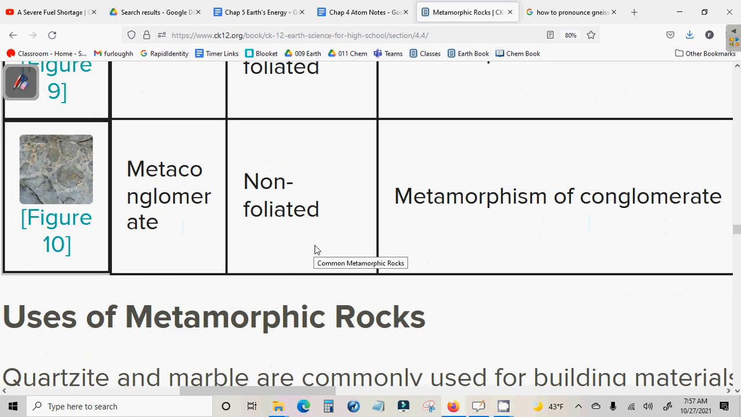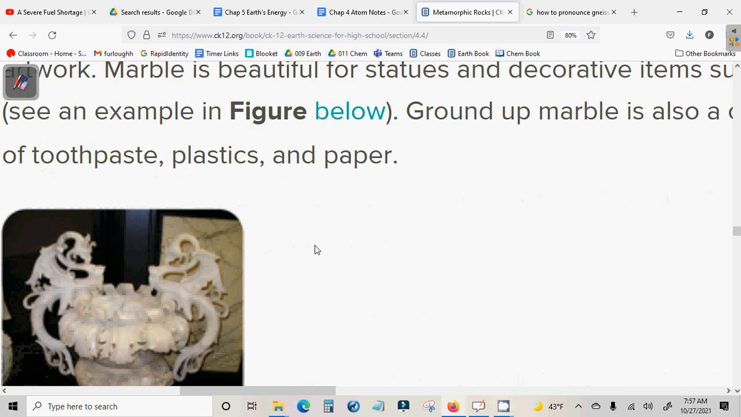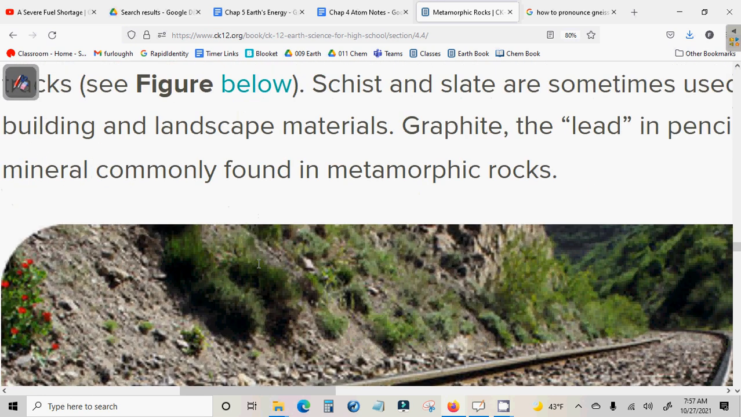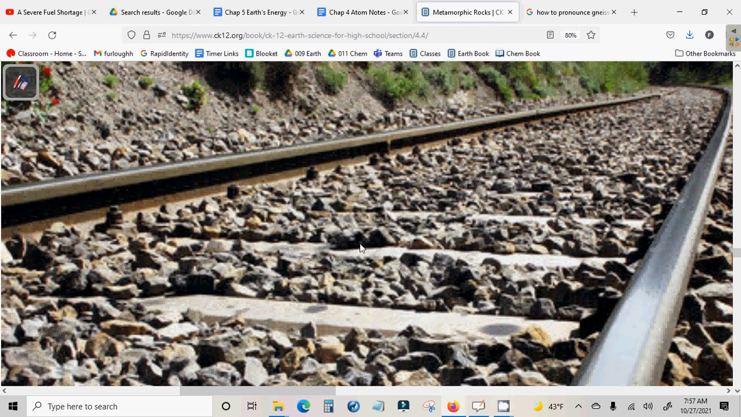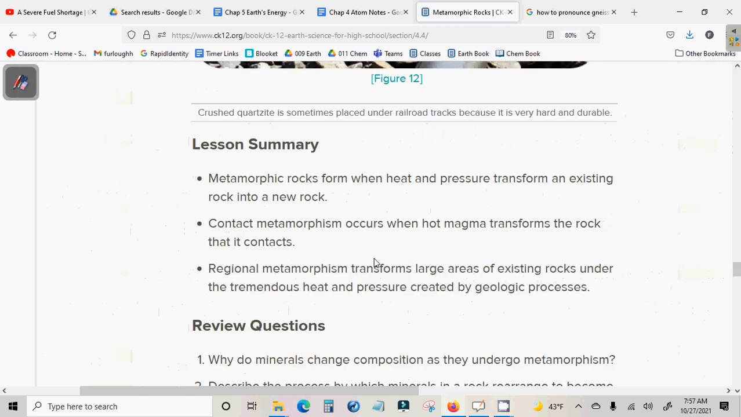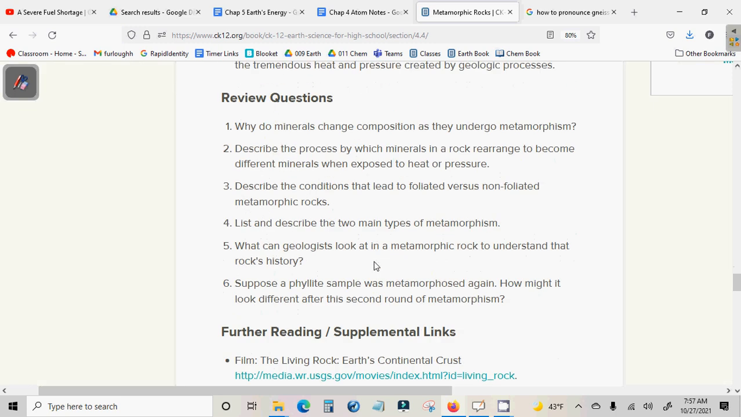Metaconglomerate would again be a sedimentary conglomerate rock that gets metamorphosed. There's a piece of marble that's been carved. There's quartzite around a railroad track. All right, and that brings us to the summary and the questions.